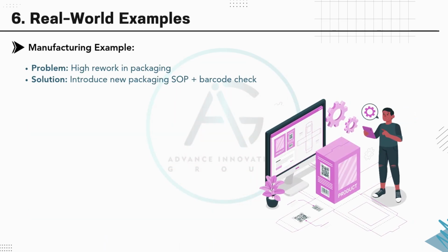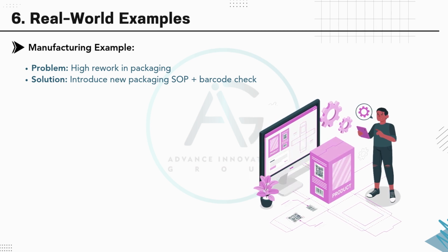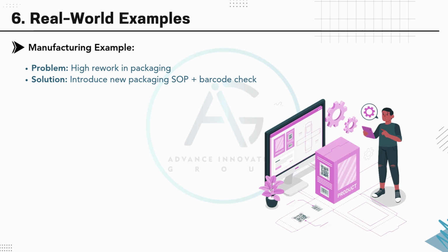Let's look at a real-world case. In a manufacturing setting, the problem was high rework due to packaging errors. The solution? Implementing a new standard operating procedure for packaging, along with a barcode check system. Simple but effective. Standardization and verification reduced errors significantly.